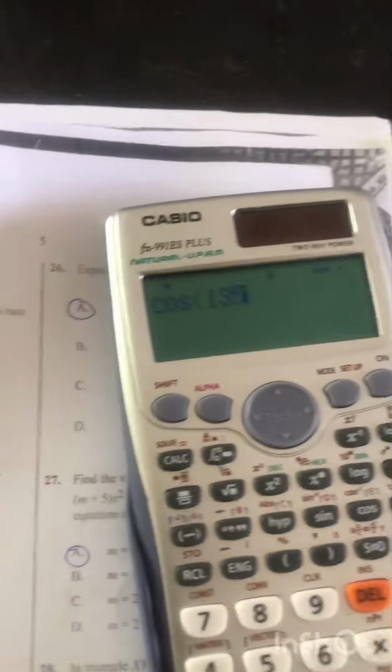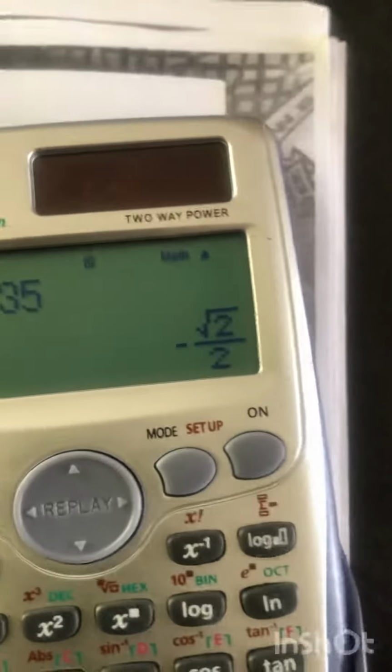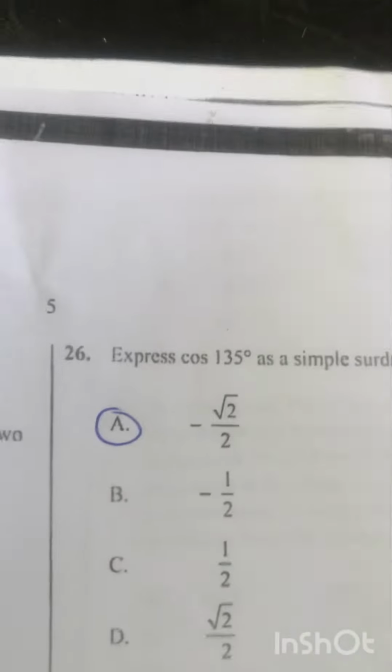Sorry, we just press cos 135 and we press equal to negative root 2 over 2. So negative root 2 over 2 is A. This is like 2 seconds. So let's move on to the next question, question 27.